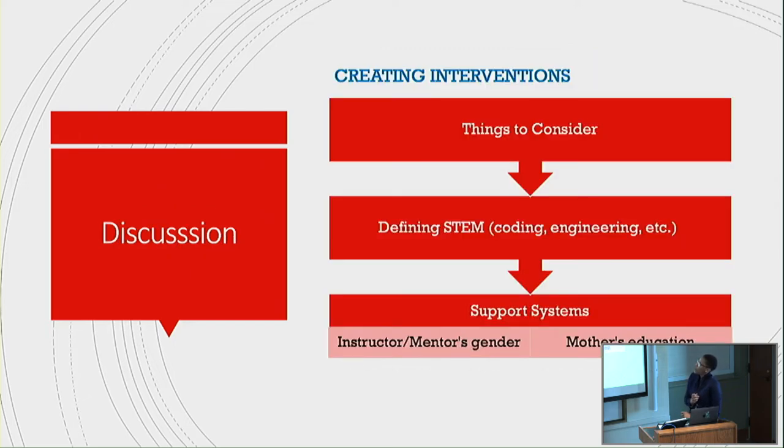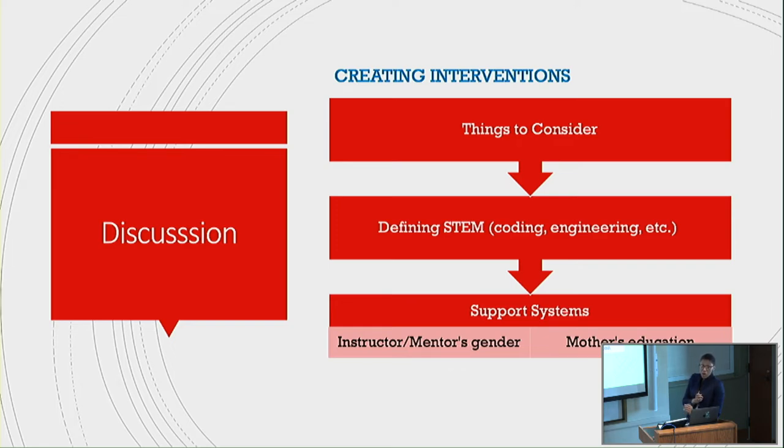And then why does this even matter? What can we use? What can we do with this information? Well, things to consider. If you're creating a STEM program, you need to be very intentional about what you're creating and what you're defining as STEM. So there's Black Girls Code. That's very specific. That's a STEM-centered program.